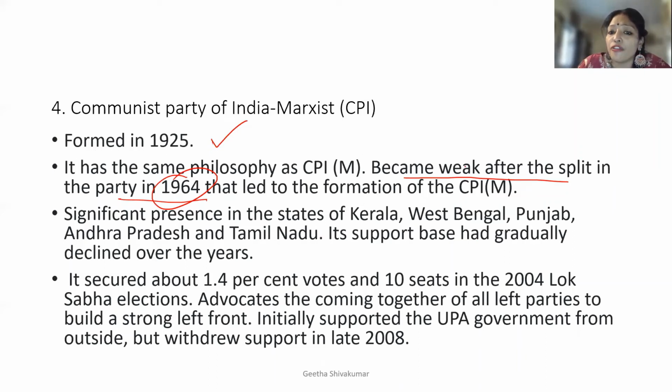Significant presence in the states of Kerala, West Bengal even now. Okay, it is not that they have lost power in all the states, but still we see that the Communist Party of India is very strong in West Bengal and Kerala, and even parts of Punjab and Andhra Pradesh, Tamil Nadu. Its support base had gradually declined over the years. It secured about 1.4% of total votes and 10 seats in the 2004 Lok Sabha. So coming together of all left parties to build a strong Left Front. Okay, so this is their motive.